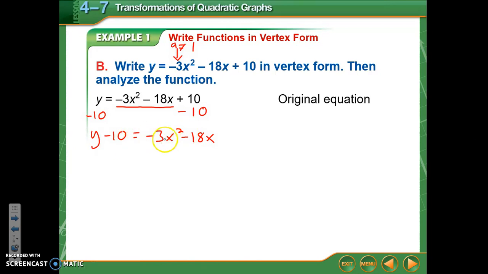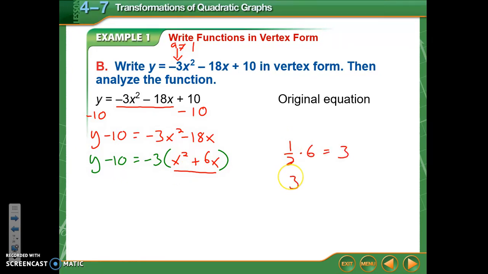Right? And then I can see the separation a little bit easier. So what I'm going to do before I complete the square is factor this -3 out of this side. So I'm going to factor out a -3, and that's going to leave me with x squared plus 6x. Okay, so now I'm going to complete the square on this part. So I do half of 6, because 6 is my b value, which is 3. Then I do 3 squared, which is 9.